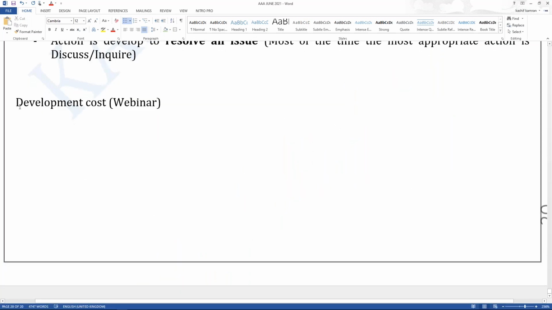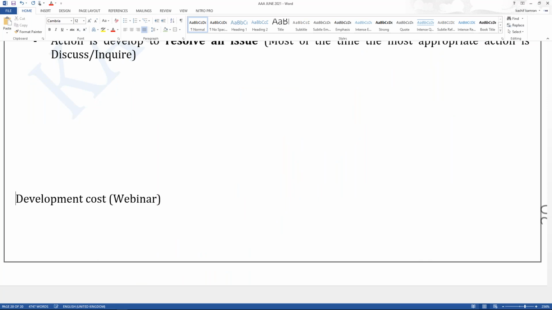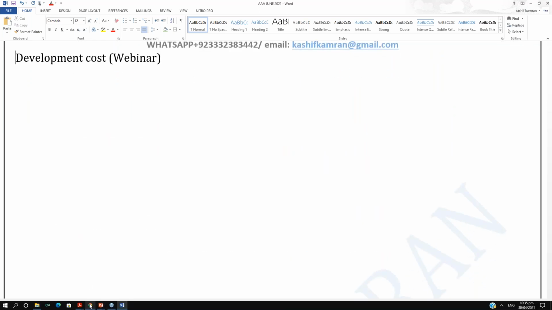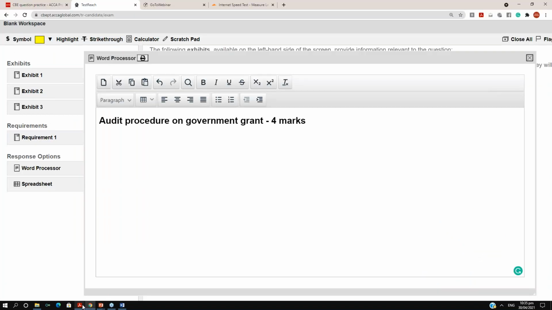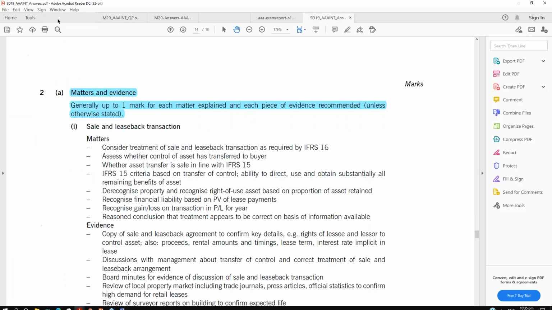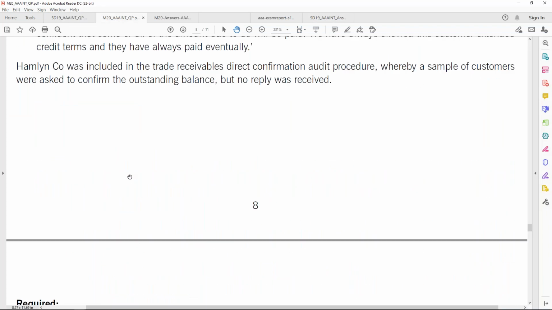Okay, let's start the journey from the paper. Development cost is what I am solving. Comment on the sufficiency, actions, and evidence. Let me show you the development cost and you start to read it. Okay, development cost, March 20 paper. Okay, go back to the case.